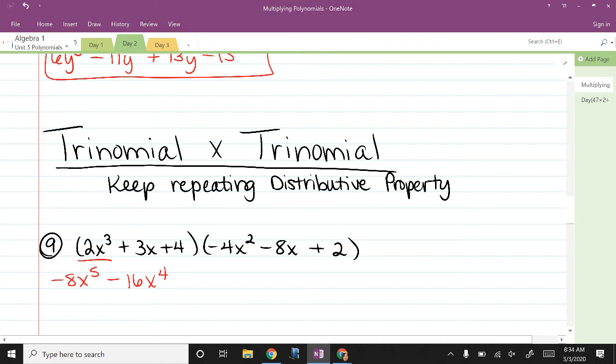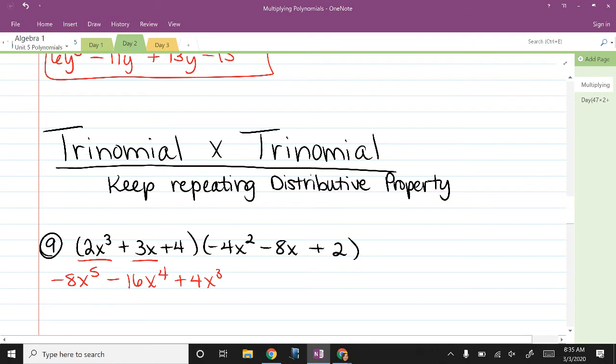And what is 2x cubed times 2? 4x cubed. All right. We're a third of the way done. Now we go to 3x. So now we're going to multiply 3x times all 3 terms in the second trinomial.